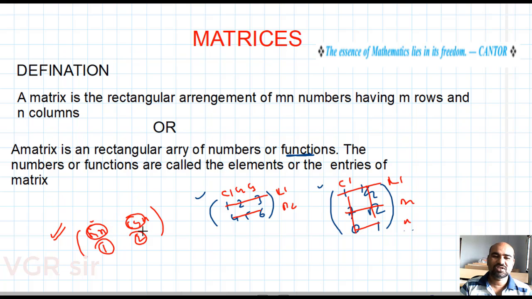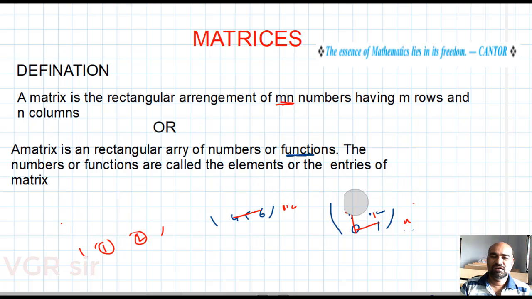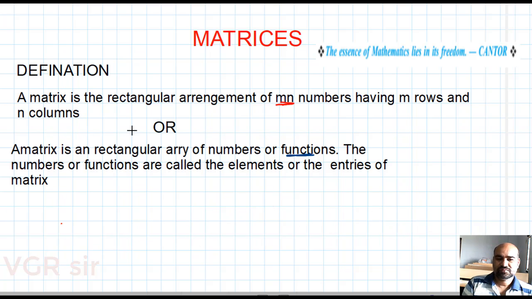This matrix contains 2 rows and 2 columns. A matrix is a rectangular arrangement of mn numbers having m rows and n columns. Now, final notation, observe all of you.